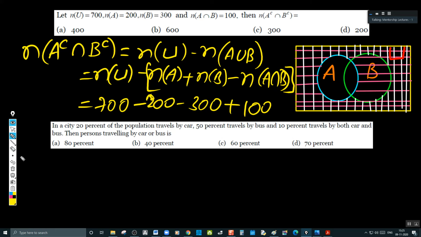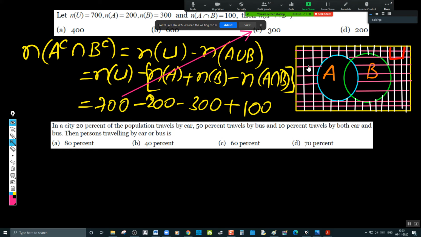How much is it, please? 300. That's it. That is a method you have to understand. I have drawn the diagram for you to understand in a better way. Neither A nor B. So from the total, you have to subtract. I think it's clear. Going to the next one.